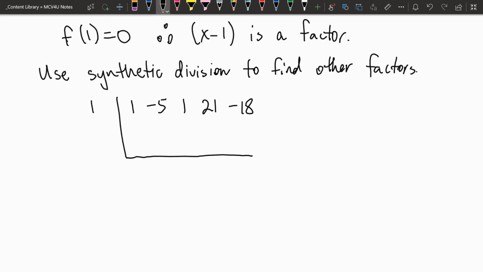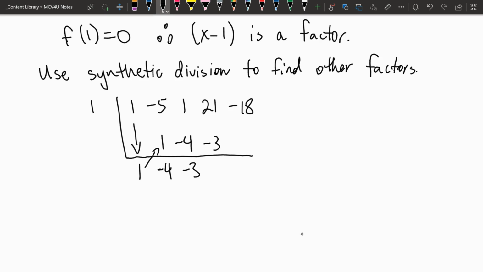If you recall synthetic division, you start with the 1, we bring it down, multiply it with the factor, or the divisor. 1 times 1 is 1, bring that up here, and then negative 5 plus 1. We add the columns, right? So you multiply, then add, multiply, then add. So 1 times negative 4, we multiply, we get negative 4. And then we add. 1 plus negative 4 is negative 3.